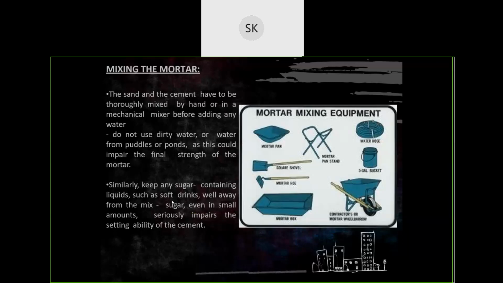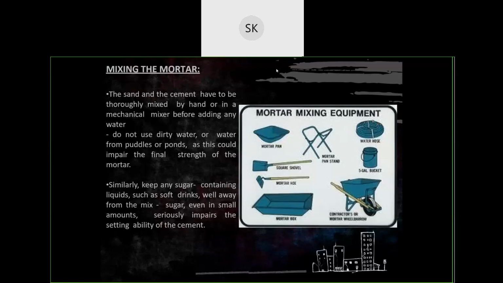Now, mixing the mortar. So, mortar mixing equipment: this is the mortar pan stand, this is the stand where you can place the mortar. This is a water hose. These are some of the equipment. The sand and cement have to be thoroughly mixed. So how can you mix the mortar? This is the process they have shown. The sand and the cement have to be thoroughly mixed by hand or in a mechanical mixer before adding any water. So you have to mix the dry cement and sand first.